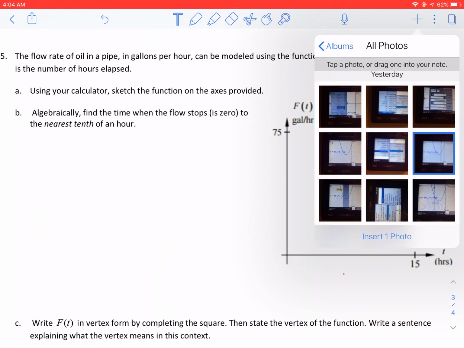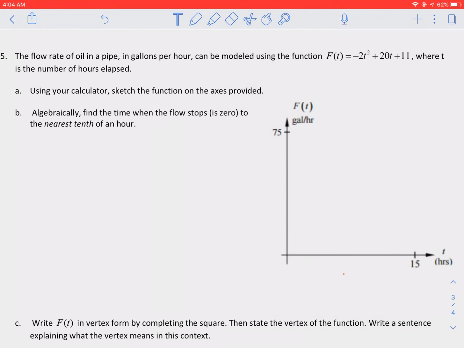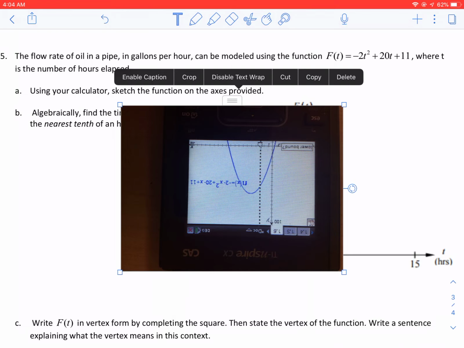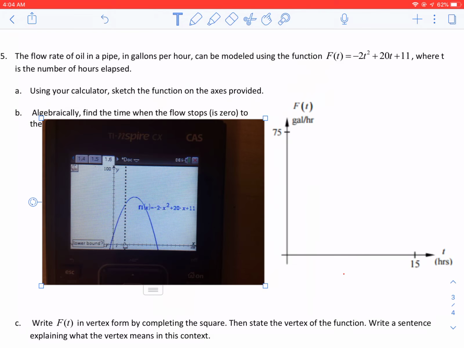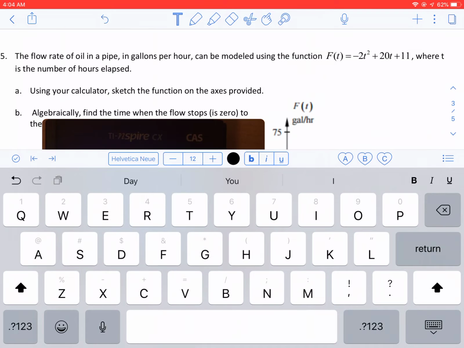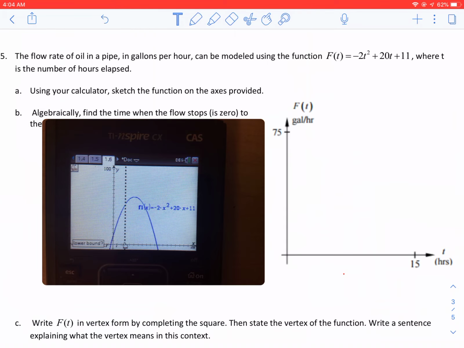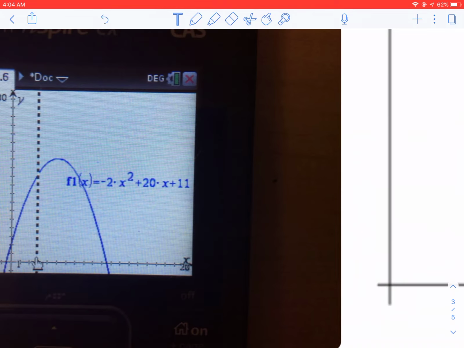Something like that. Alright, so you can see everything a lot better. And then if you go to menu, again, after you do this, if you go to menu and then analyze graph, you can use those features to find the maximum and the zeros, which we've done before in class.